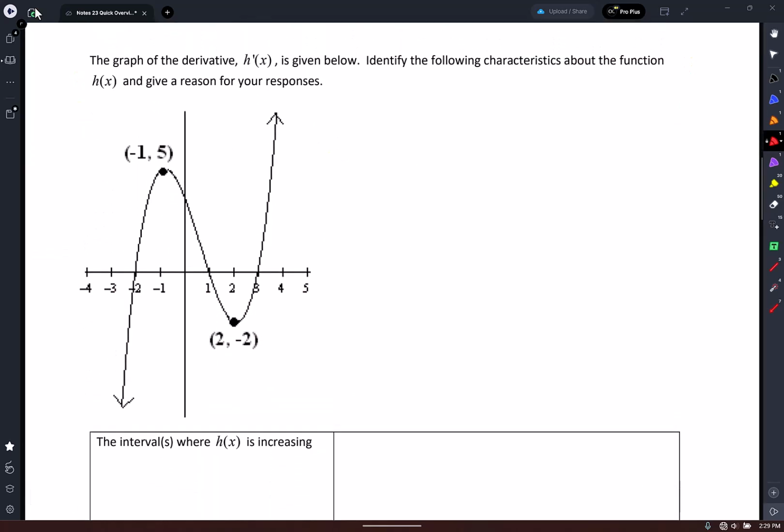Before we continue, reading is important. What graph am I looking at there? H prime, label it. You can just say h prime if you don't like saying h prime of x. The graph of the derivative h prime of x is given below. Identify the following characteristics about the function h of x. So we're just looking at h. Do I have the graph of h? No. And give a reason for your response.